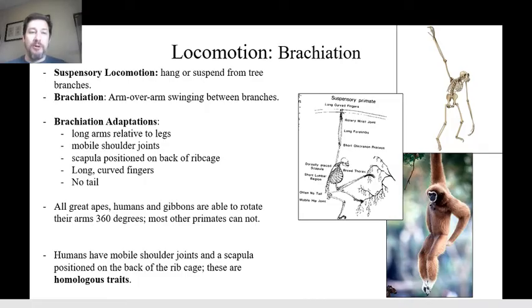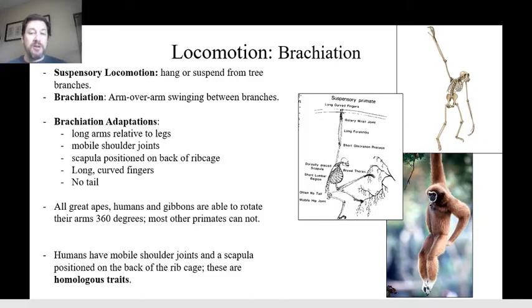So we had an arboreal ancestor that moved around mostly by brachiation, and chimpanzees had the same ancestor. They do some brachiation, although not much. And a lot of our other close ancestors, all the great apes, orangutans, and gibbons, all have the ability to rotate their arm 360 degrees with the mobile scapula, which most other primates can't do. So this is actually mostly a great ape adaptation that we share with a bunch of our common ancestors.